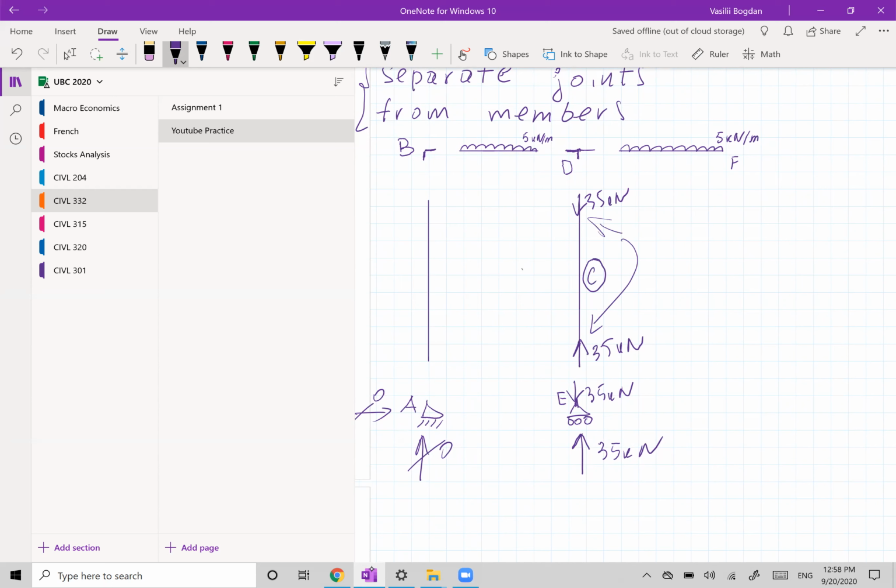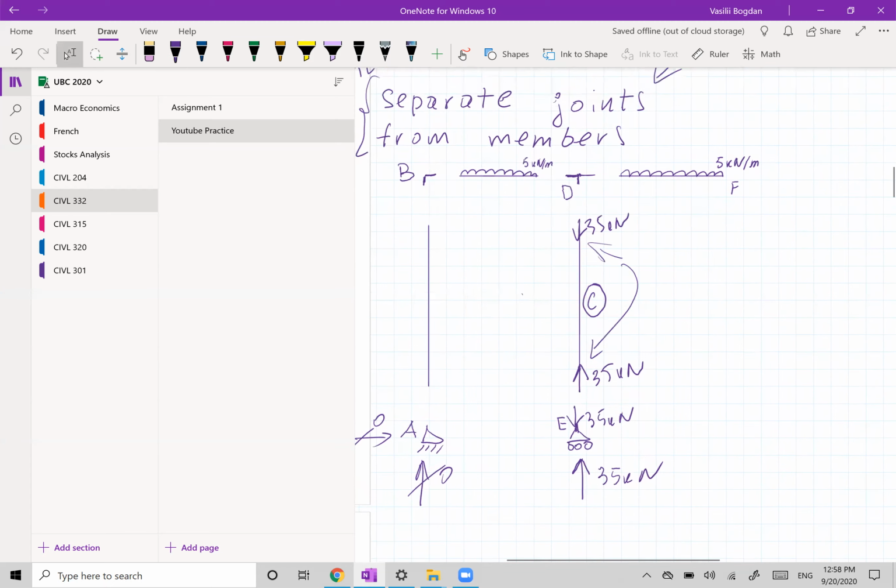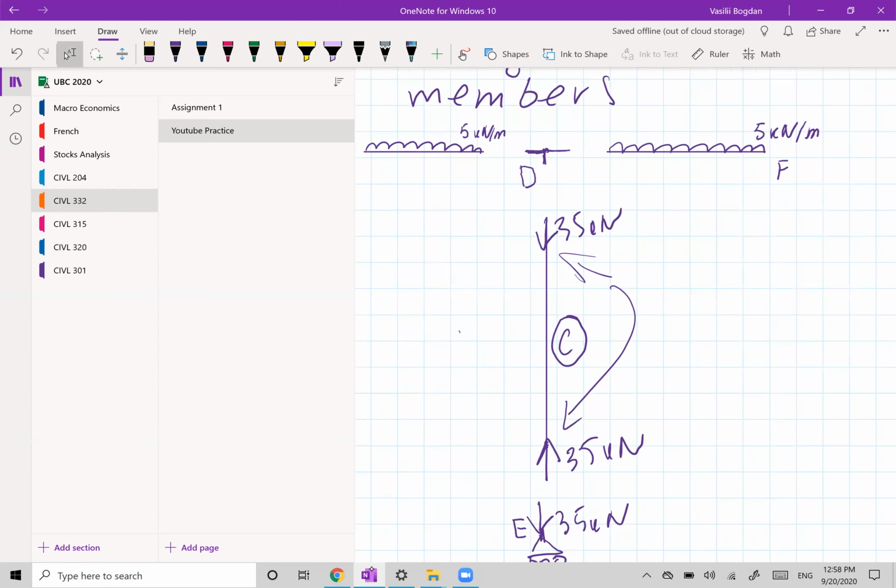Now is the fun part. So this 35 must act also on the joint like this, because I mirror it. Remember, you mirror it every time.